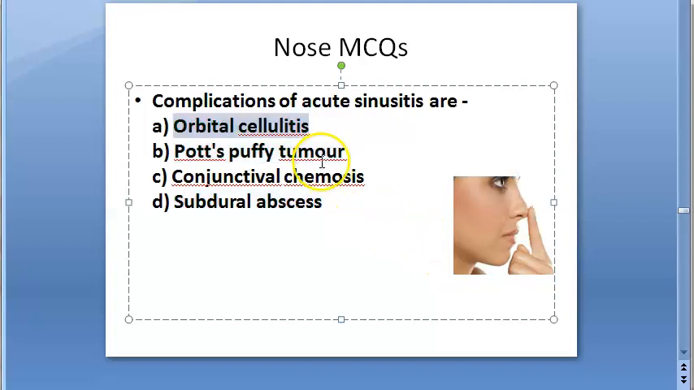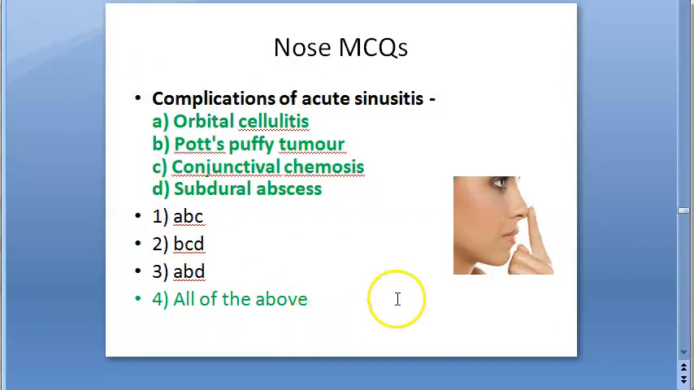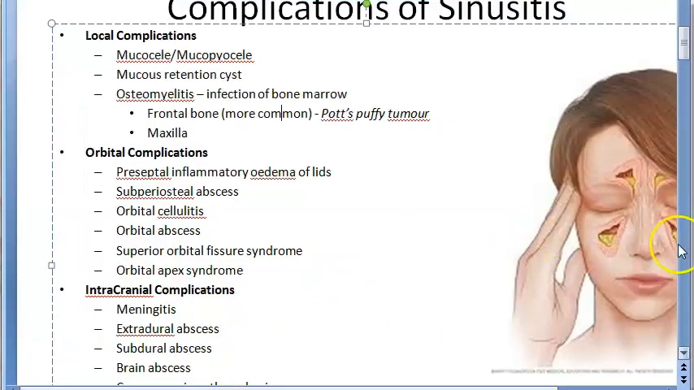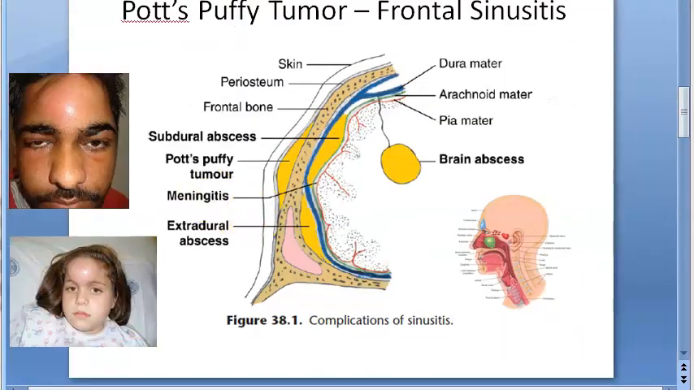So actually the whole question was something like this: A, B, C. All of the above is the correct answer. That means all 4 are correct, all A, B, C, D. So all these are complications of acute sinusitis, a very irritating form of question. Anyways, all of the above is correct. Shall we move on? Do you remember this complications of sinusitis, what Pott's puffy tumor is? Do you remember this diagram where we showed Pott's puffy tumor? See, this is Pott's puffy tumor, here below the periosteum.